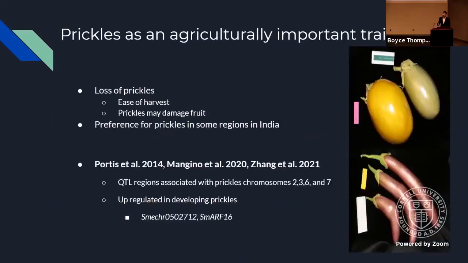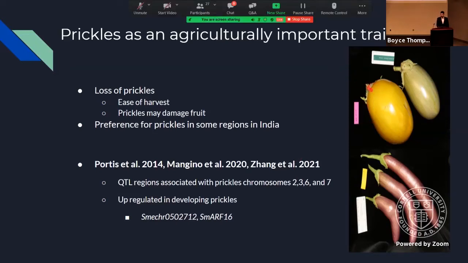Now, when we think about prickles as an agronomic trait, there's an interesting story to be told. On one side, there's a general push for a loss of prickles, mainly because, number one, they hurt, and as well as there can be some sort of mechanical harm in post-harvest processing of fruits from the prickles of another fruit. But then there are some regions in India which actually have a preference for prickles on fruit calyxes, which is this top part of the fruit here.